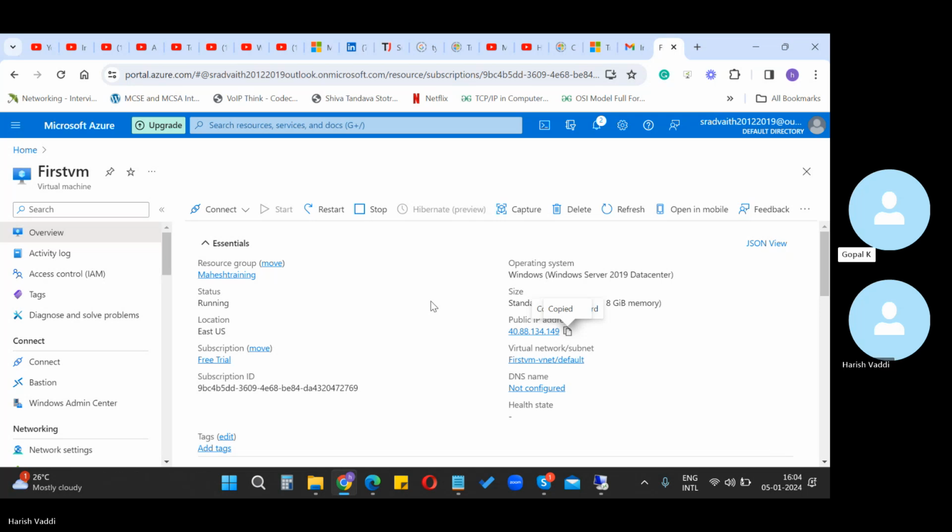Is it a scope, range, or address pool? It is the address pool, the range of IP addresses in the pool, but we create it in the DHCP scope.